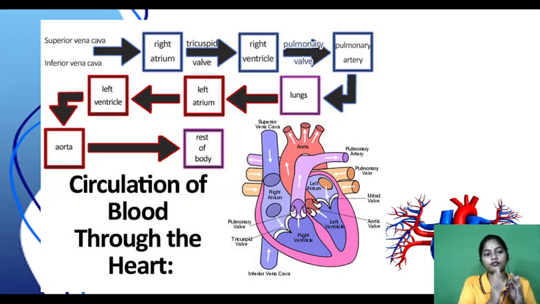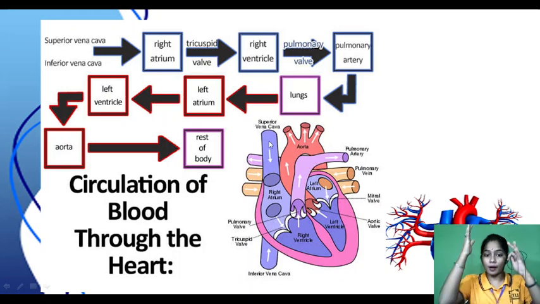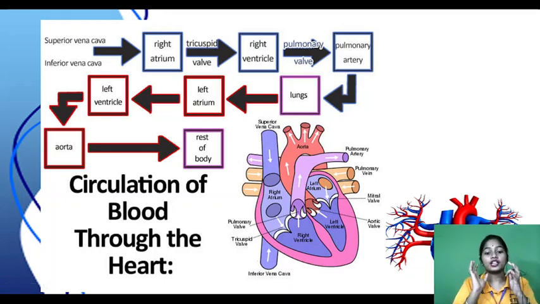So first we have the superior vena cava and the inferior vena cava. Just look at this diagram. Superior means from the upper part of the body, inferior means from the lower part of the body. It will collect all the carbon dioxide rich blood, it means all the impure blood, from the different parts of the body, and it will enter the right atrium. From the right atrium, through a valve, which is called the tricuspid valve, it has three cusps.